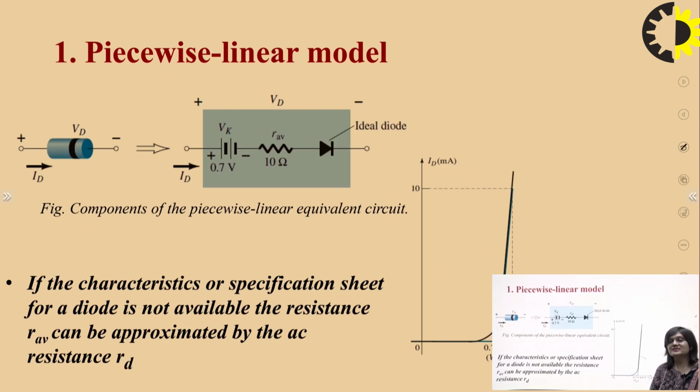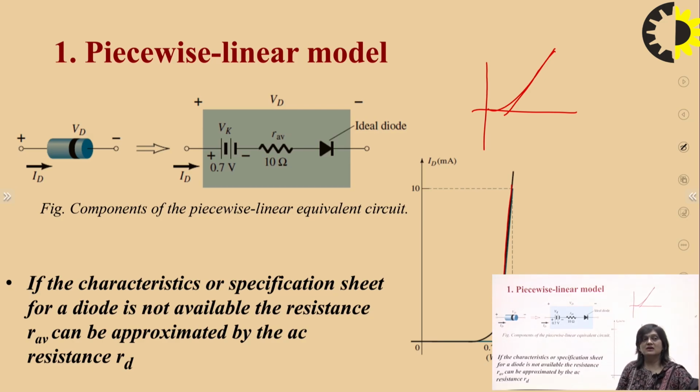In the piecewise linear model, this is the VI characteristics of the PN junction diode. We have taken the linear model of the characteristic. We have drawn the segment from here, and generally this model is used when resistance is connected in the circuit with a diode. These resistances are in the range of the resistance of the diode. Like, if the diode has a resistance of 10 ohm, and the other resistances connected in the circuit are also in the range of 10 ohm, like 8 ohm, 11 ohm, nearby. So we cannot ignore the resistance of the diode in that case.